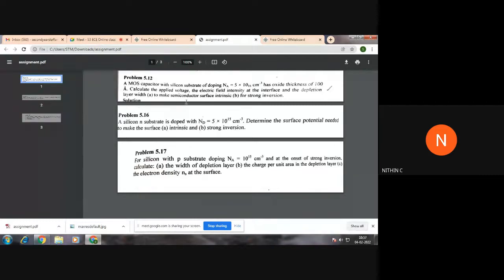You can note down the third question first. Write this question initially, at the start. First write the question, third question, that is 570. Third question: for silicon with p substrate doping, Na is equal to 10 raised to 15 per centimeter cube, and at the onset of strong inversion, calculate the width of the depletion layer, the charge per unit area in the depletion layer, and the electron density Ns at the surface.